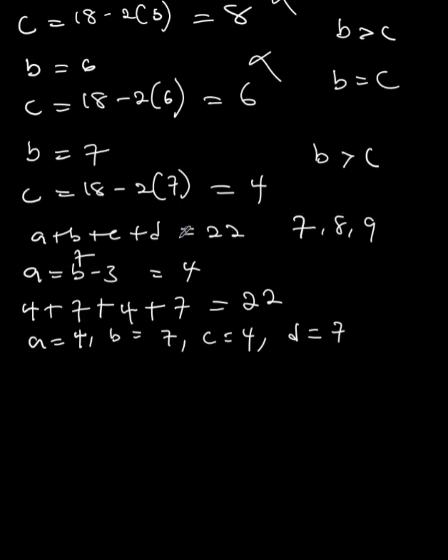Now remember, these are 4 digits that formed one single number. So it means that the number will be 4747, which is 4,747.